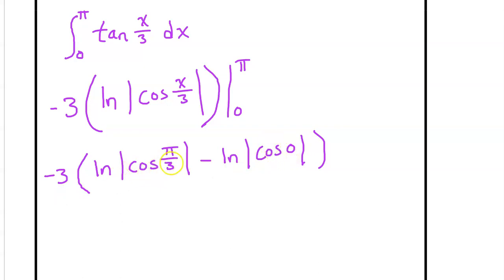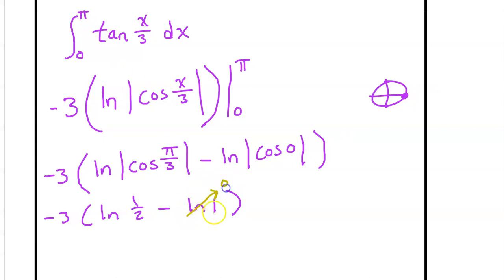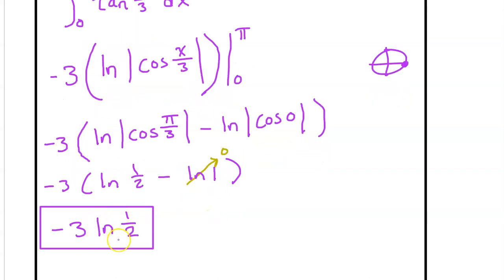The cosine of pi over 3 is 1/2. So I'm going to have negative 3 times the natural log of 1/2 minus the natural log of, well, the cosine of 0, this is over here on the right-hand side of the unit circle, where the x value is 1. So I have the natural log of 1. And we know that the natural log of 1 is 0. So that term is gone. If this was a free response question, we would stop here and this would be the final answer. Negative 3 times the natural log of 1/2.